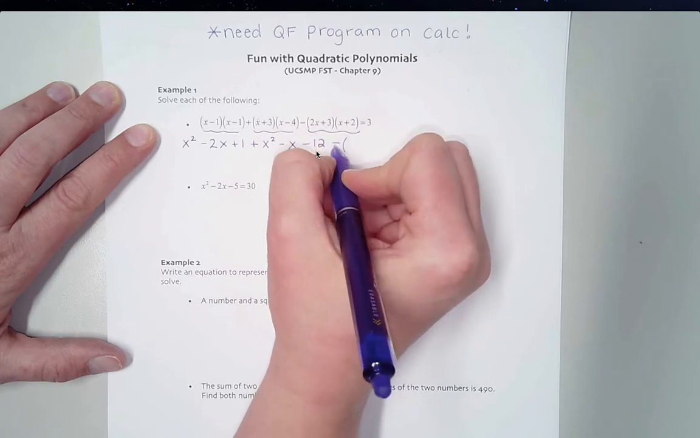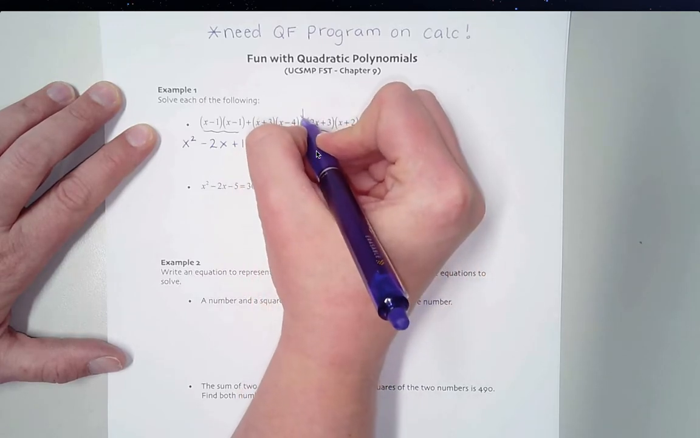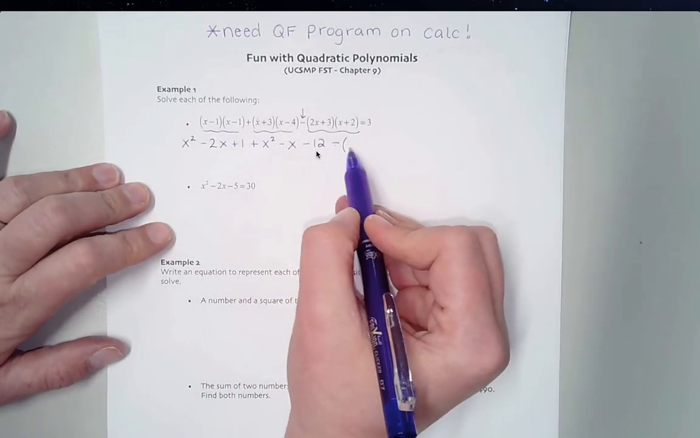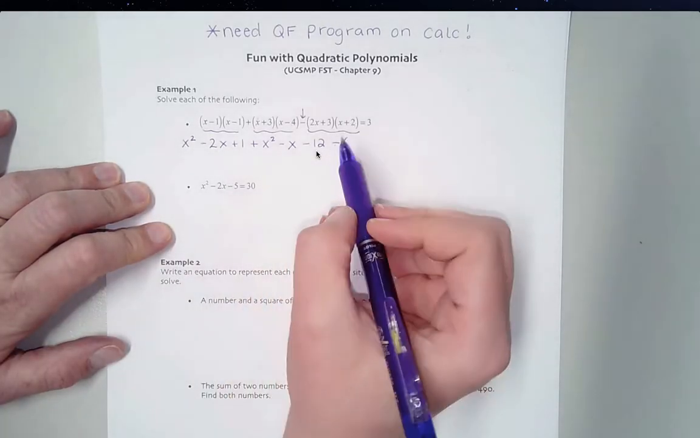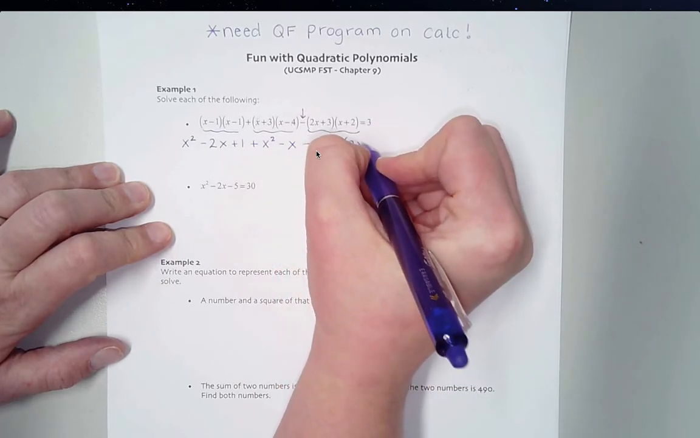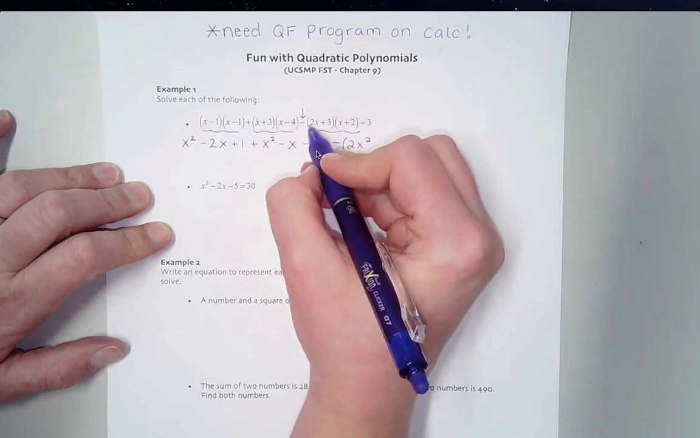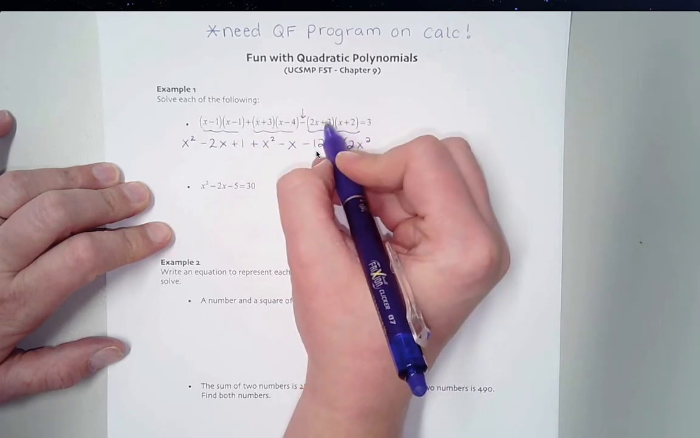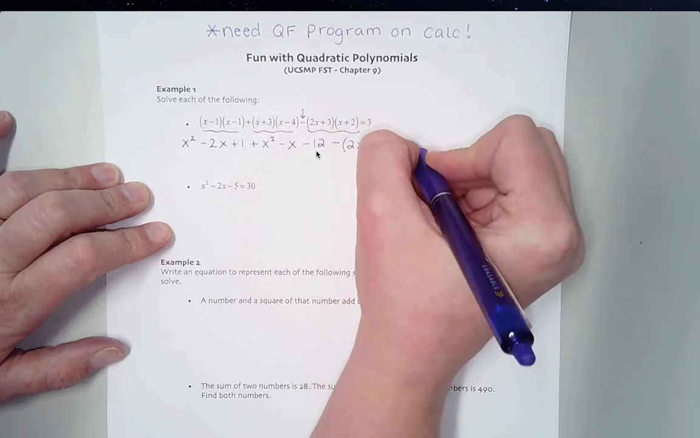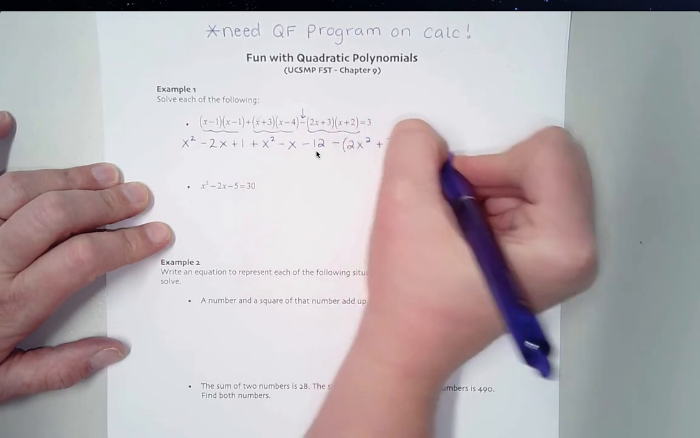Minus, and notice that after I use this minus sign right here, I opened a set of parentheses because I want to make sure that that minus sign gets shared with everything here. So here we have 2x times x is 2x squared. And then I'm going to end up with a 4x plus a 3x, so that's 7x. And then 3 times 2 is 6. And we have that equal to 3.